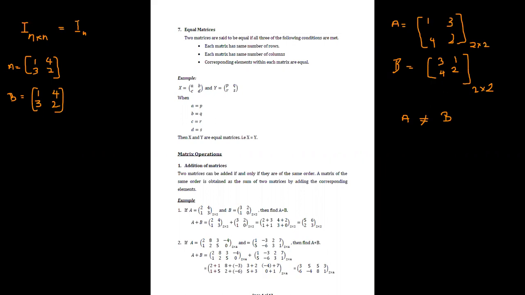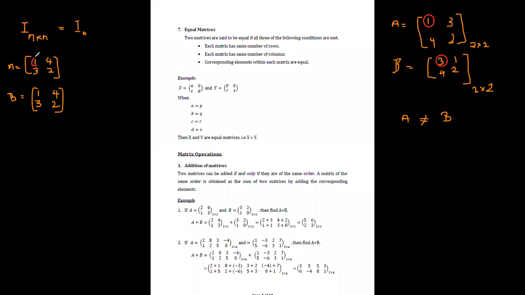Now think about these places. Here, the first row, first element is 1, but in this matrix, the first row, first column element is 3. Now you can see that the corresponding elements are not equal or not similar. Therefore, we cannot say that these are two equal matrices. So if matrices are said to be equal matrices, then the corresponding elements should be equal.